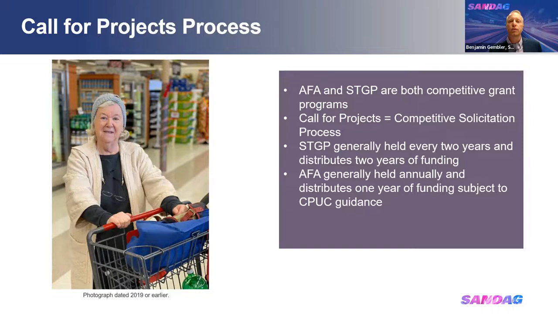Another important distinction between the two programs is how often each has a call for projects. For the Specialized Transportation Grant Program, which is developing the Cycle 12 call for projects, this occurs every 2 years, and therefore funding is distributed for a 2-year grant period. However, with Access for All, which is developing the Cycle 1 call for projects, funding is distributed for a 1-year period.